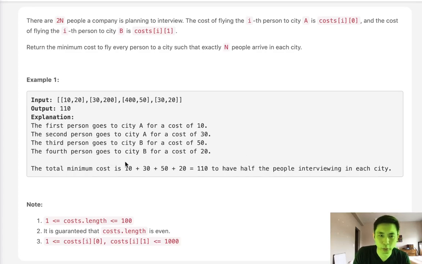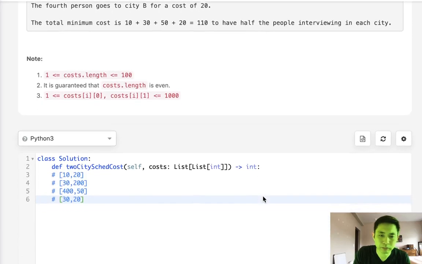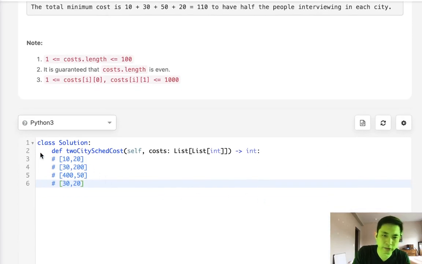That's kind of poorly worded, but basically what they're saying is they want half the people to go to city A and half the people to go to city B. So simply going down the list and taking the minimum number between the two and adding those up isn't going to work, because that was my first thought when I saw this problem. All right, so how can we solve this? Here is the example they gave us.